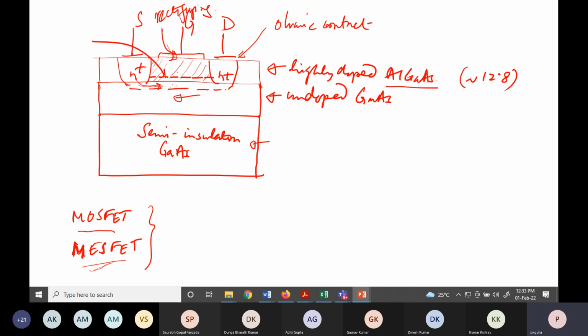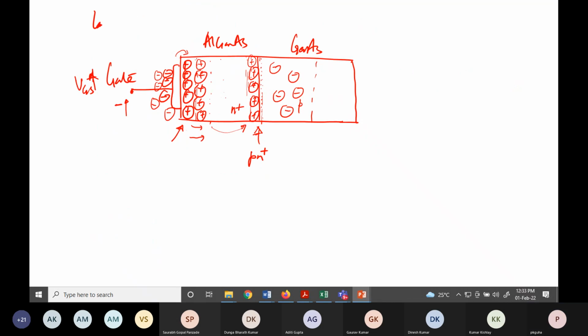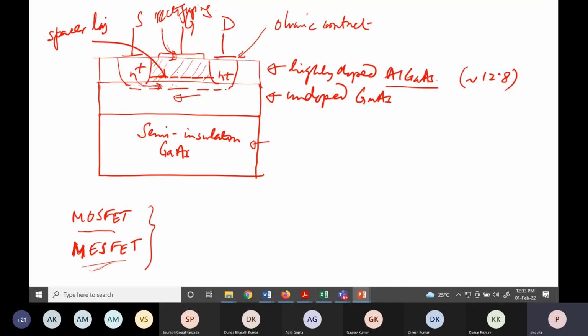Special layer here. This special layer is undoped aluminum gallium arsenide. Why is this special layer required? It is required because then the immobile ions present here will have less influence on the electron passing through this notch, because the concentration of immobile ions on the aluminum gallium arsenide side is very high, you see, whereas the concentration of the immobile ions here is much lower, right?